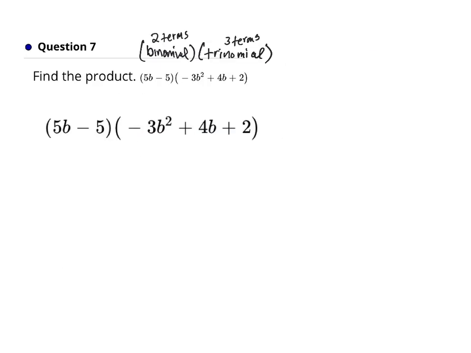Now we are multiplying a binomial times a trinomial. Remember, a binomial is 2 terms. Think of a bicycle has 2 wheels, and a trinomial is 3 terms. A tricycle has 3 wheels. We're doing it a similar way to FOIL, except it's not really FOIL, but we're still taking this 5b. We're going to multiply it times everything in the other set of parentheses. And then we're going to take the negative 5 right here and multiply it times everything in the other set of parentheses.